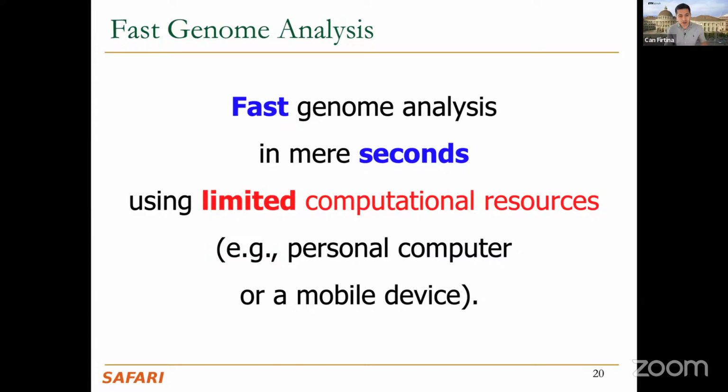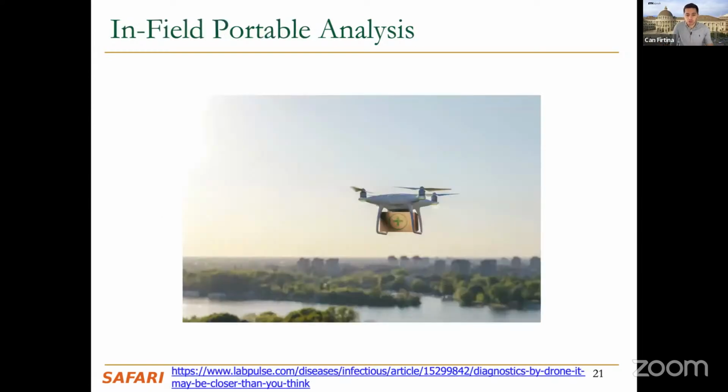For example, think about a very fast analysis of genome, right? Maybe even within a second by using limited computation resources. So it doesn't mean that we're always going to have these servers where you can run the huge genome and then get the answers quickly. Maybe you want to use your personal computer, you want to use your mobile device, right? And the reason for that, imagine an in-field analysis, a portable analysis, where you have a small sequencer. It's not maybe a huge sequencer. You have a small sequencer that you attach to a drone, and then you let the drone run in the field, right?